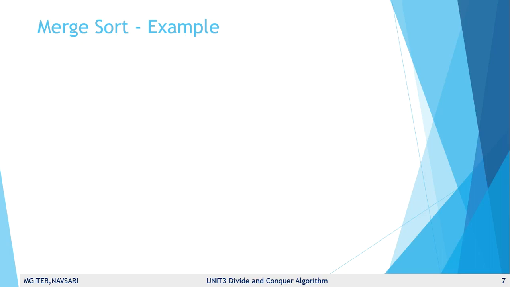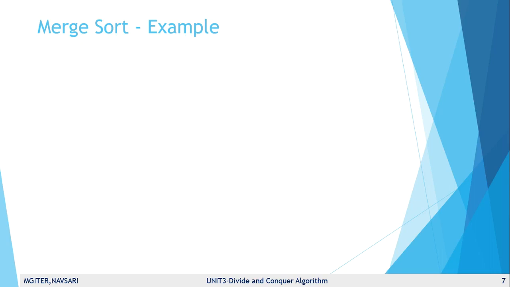Divide means partition the given array into two sublists S1 and S2 with n by 2 elements in each list. The second step is conquer. Conquer means sort sublist S1 and sublist S2. And the third step is combine, which means merge the sorted sublists S1 and S2 into a unique sorted array.